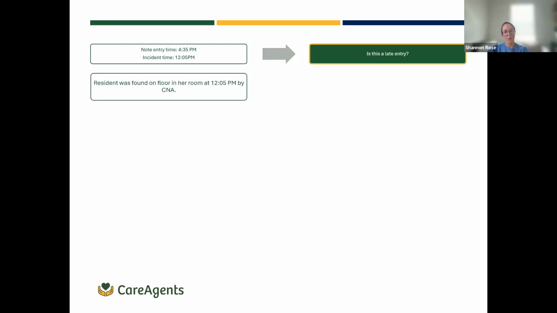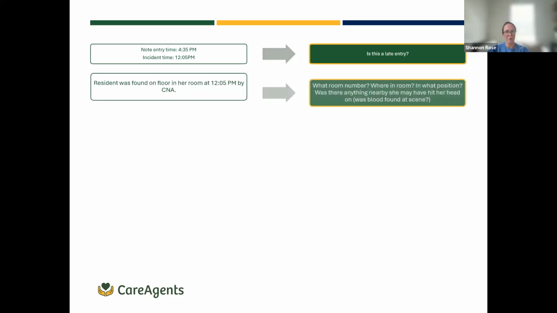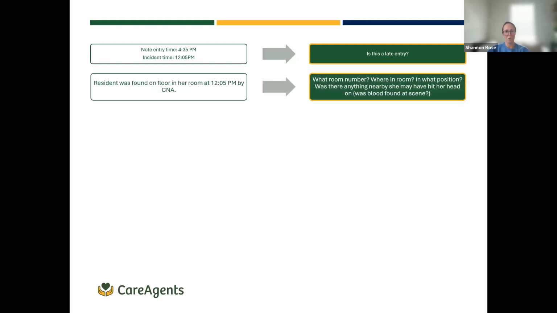"Resident was found on floor in her room." Well, what's her room number? Where is her room? Where she was found? Where in her room was she found? In what position? Was there anything nearby that she may have hit her head on, perhaps? Was blood found at the scene?